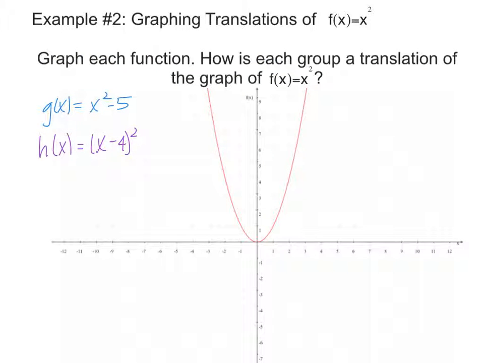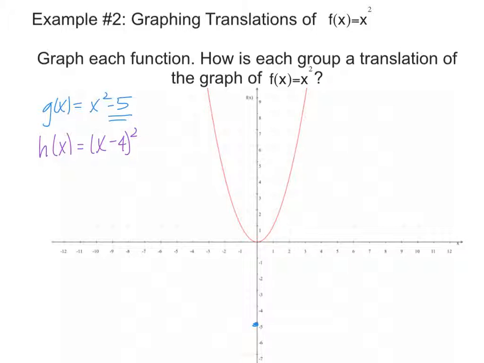So in example 2, it says graph each function. How is each graph a translation of the graph f of x equals x squared? So again, we already have the regular parent function on our graph, and then all we need to do is graph from there. So we have, for the first one, x squared minus 5. Now we do see some type of movement, right? We do see a type of translation. And remember, what does -5 do to our graph? That -5 moves our graph down 5.